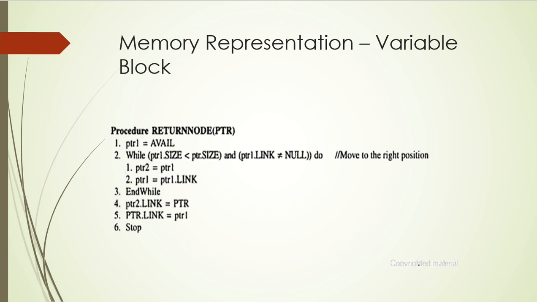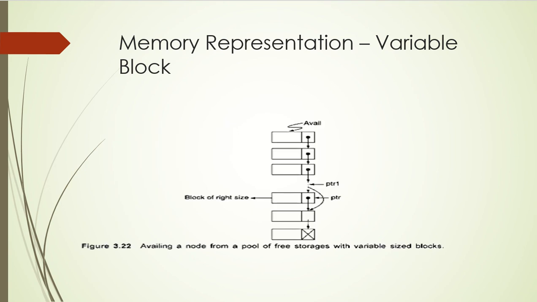So you have three pointers. Now at the end of this, you have PTR2, PTR and PTR1. What you are going to do: PTR2 will be pointing to PTR and PTR will be pointing to PTR1, thus completing the memory bank. So this is about the return node procedure in the case of variable block.